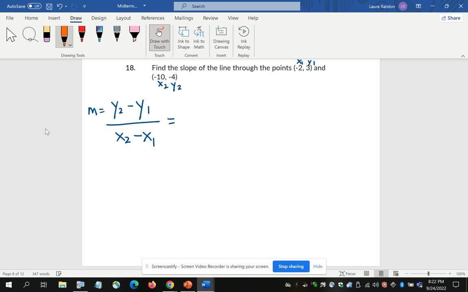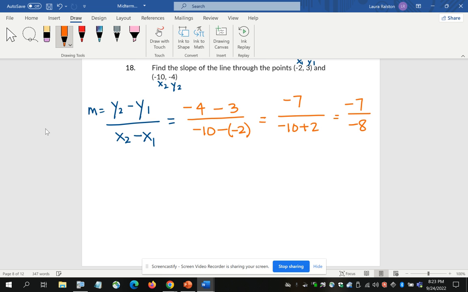So we have negative 4 minus 3 over negative 10 minus a negative 2. Negative 4 minus 3 is negative 7. Negative 10 minus a minus is plus 2. So we get negative 7 over negative 8, which simplifies to positive 7/8. So the slope would be positive 7/8.